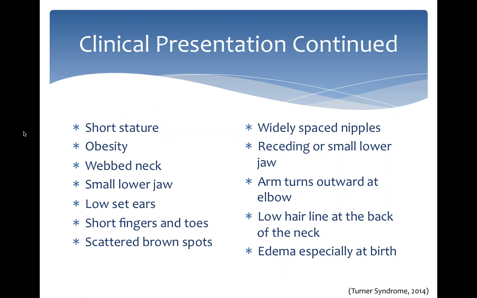Some more clinical presentations are short stature, which is actually one of the most common presentations, but they can also present with obesity, webbed neck, small lower jaw, low set ears, short fingers and toes. They can have scattered brown spots on their body, widely spaced nipples, and a receding or small lower jaw. The arms can be turned outward at the elbow. They can have a low hairline at the back of the neck, and they can have edema of the hands and feet, especially at birth. You'll also notice moderate intrauterine growth delay, slow growth from childhood, and then delayed puberty and bone maturation.